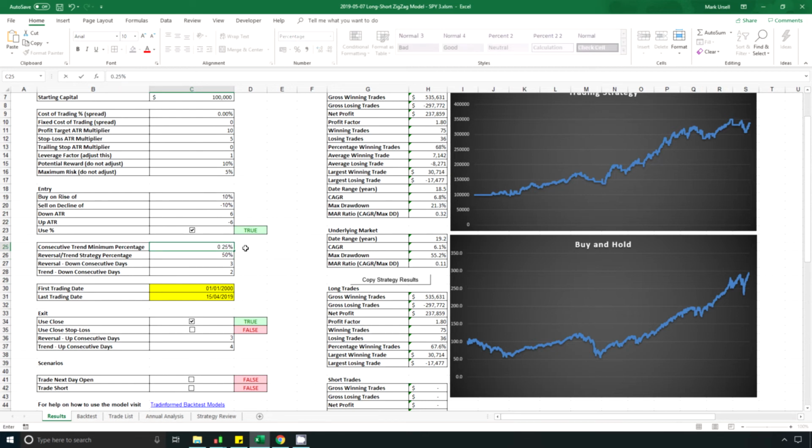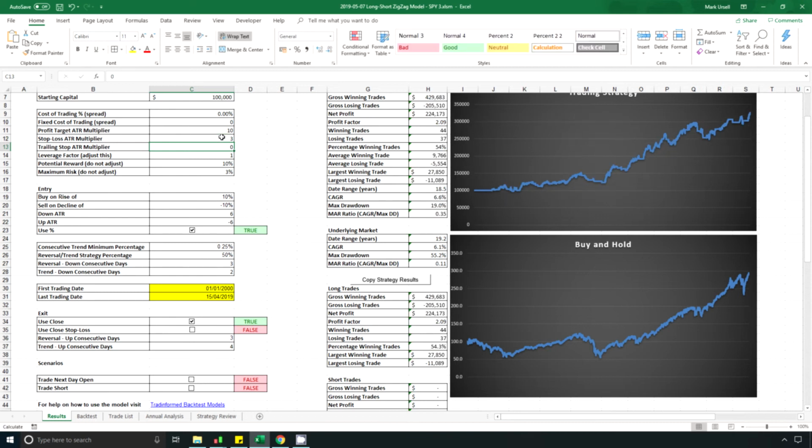Or 0.25%. So we want the market to have moved by at least 0.25%. And we see what we do here is we create a different dynamic to the trading strategy. Just by making this change here, we're changing the percentage of winning trades. We're increasing the average winning trade compared to the average losing trade. We have lost something of the MAR ratio, but we've retained a high profit factor. So we can see that changing the consecutive trend minimum percentage makes quite a big difference to the trading strategy.